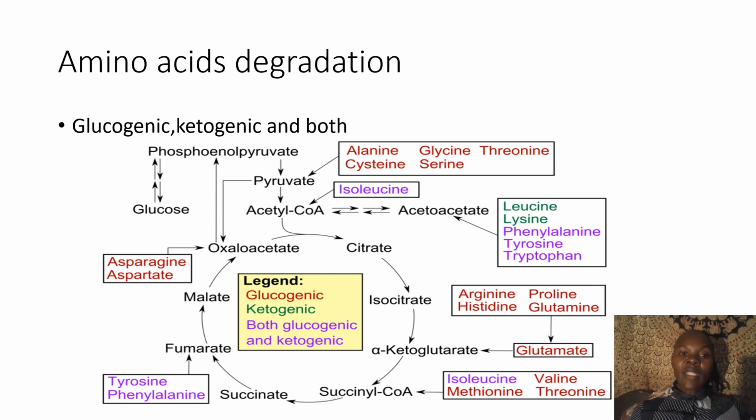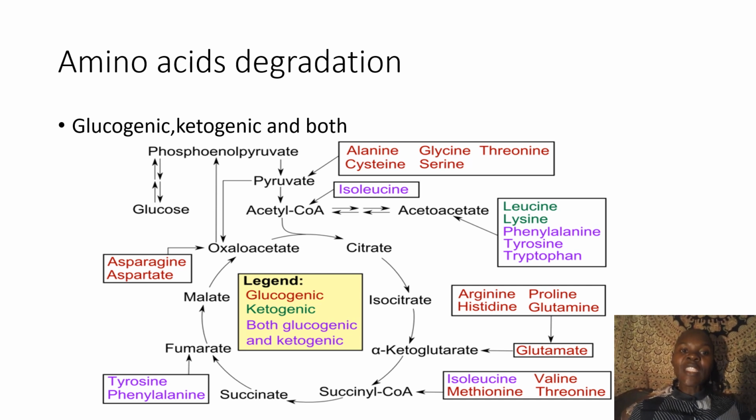In other words, oxaloacetate through gluconeogenesis can be used in the synthesis of glucose during starvation, because we define gluconeogenesis as the synthesis of glucose from non-carbohydrate precursors, and amino acids are one of the non-carbohydrate precursors. In this case asparagine will be broken down to aspartate. Aspartate will be converted to oxaloacetate.